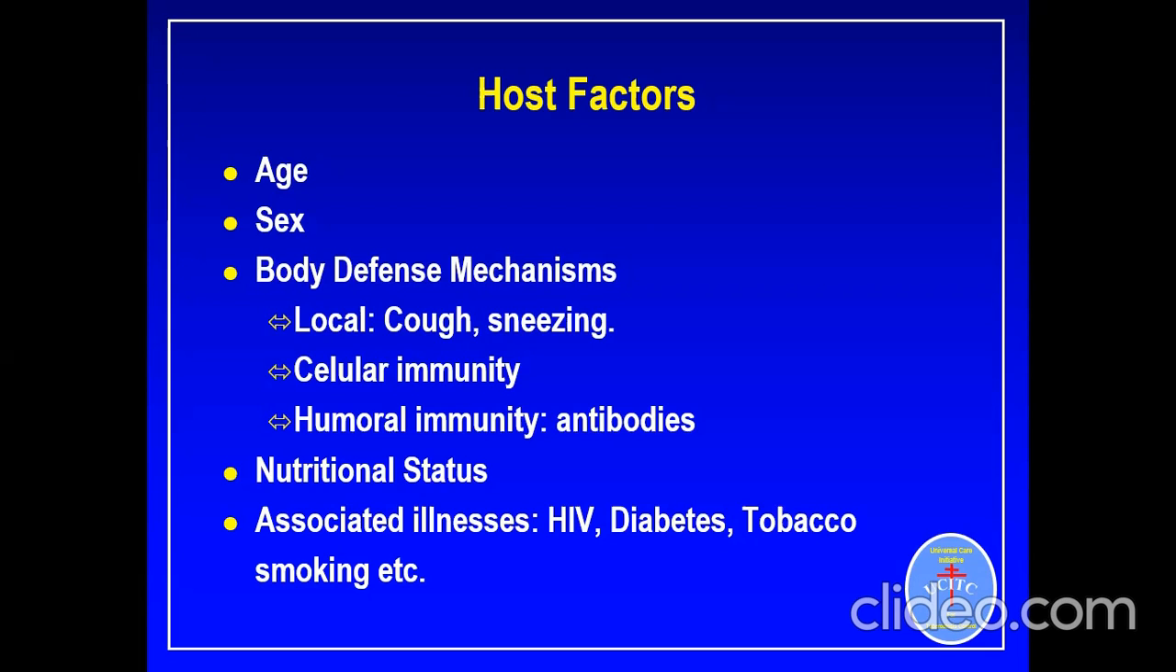Of course, nutritional status affects both the cellular as well as the humoral immunity, and increases the risk of a person developing tuberculosis. Associated illnesses like HIV, diabetes, tobacco smoking, etc., also increase the risk of a person acquiring tuberculosis as well as progression of the TB infection to active disease.